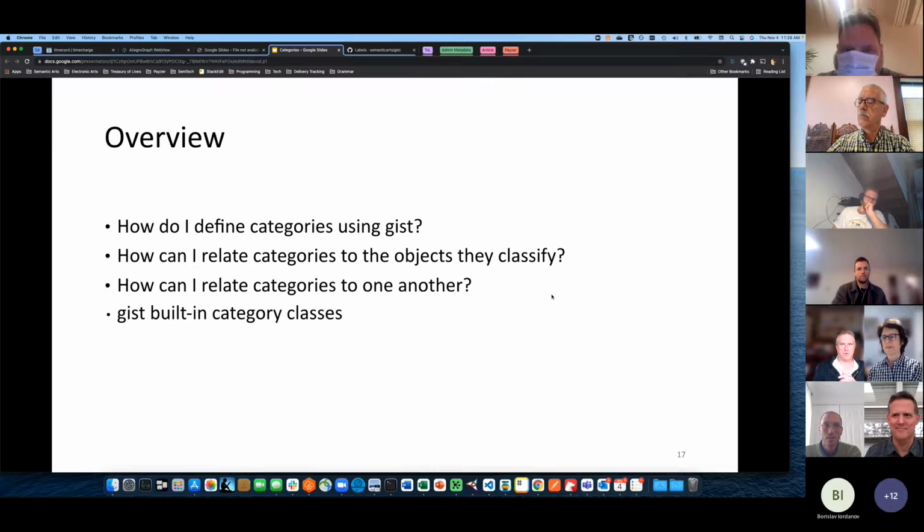So we're going to use some categories. We've decided to use some categories in our model. So how do I define them? How do I relate them to the objects they classify? How do they relate to one another? And then I'll show you that JISP itself has some built-in category classes.